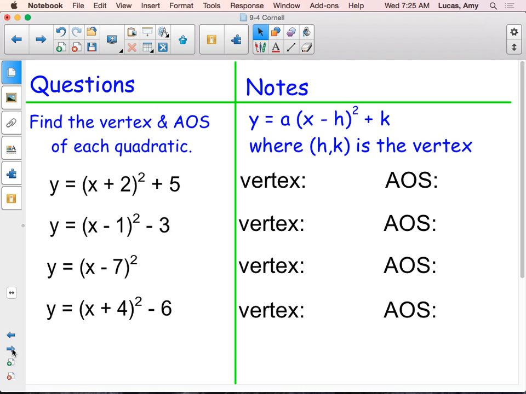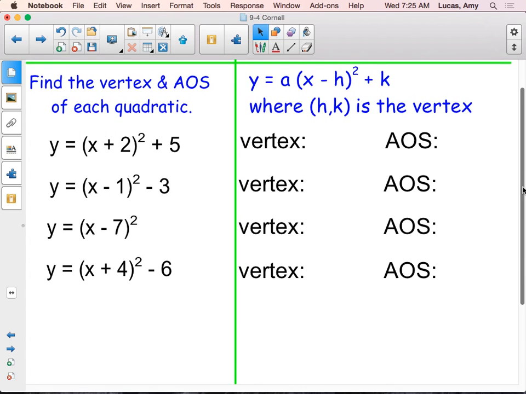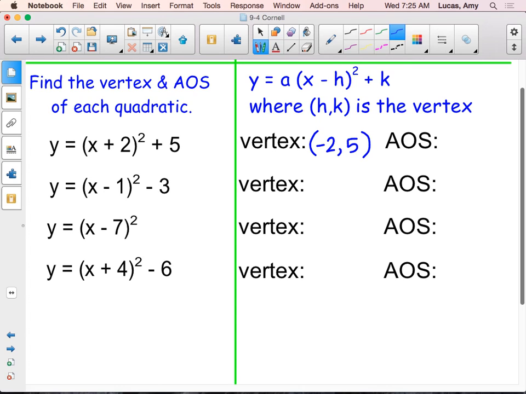On this first slide, we're just practicing. We're practicing looking at a quadratic that's written in vertex form and finding the vertex. And then once we know the vertex, being able to name the axis of symmetry. So on my first problem, if I have a positive 2 in the parentheses, that actually means that my quadratic is sliding to the left 2. Then after the parentheses with the squared, the plus 5 makes it slide up 5. So my vertex is negative 2, positive 5, and then my axis of symmetry matches the vertex. So it's the line x equals negative 2.